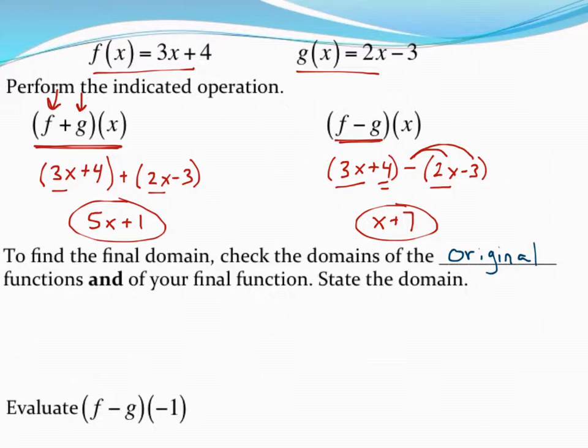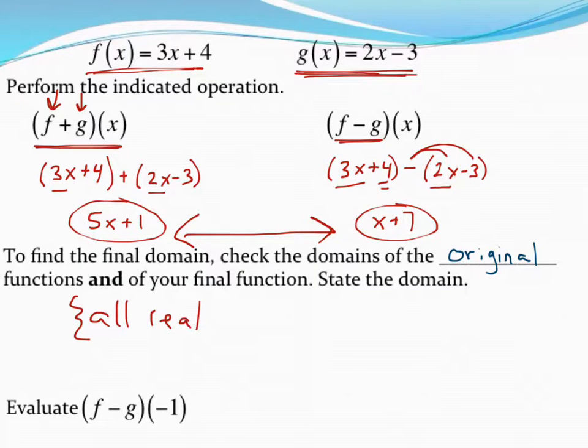To find your domain, just check the domains of the original and check the domain of your answer to see what your final domain is going to be. Well, my original two functions, the domain is unrestricted. It's all reals because it's just a line. If you notice the final two answers, they're also just linear equations. So this time my domain for everything is just all reals. I'll use those brackets around it to show set notation. Or I guess I could do interval notation. For all reals, it would be from negative infinity to positive infinity. So both of these have the same domain.